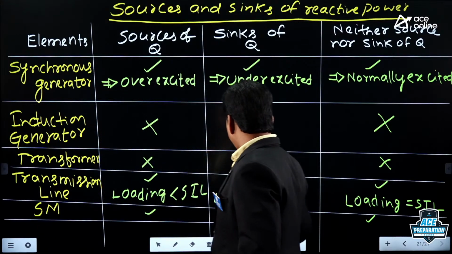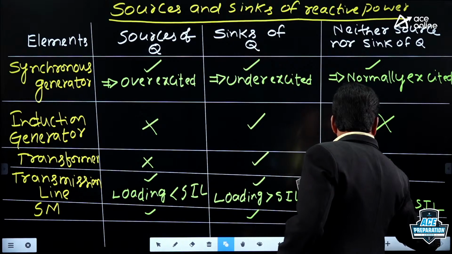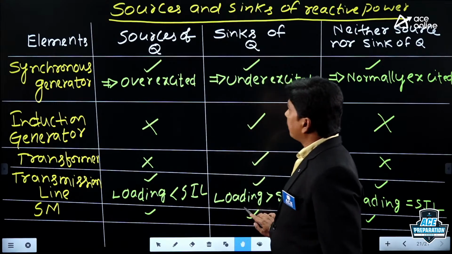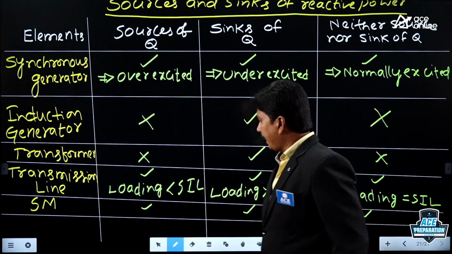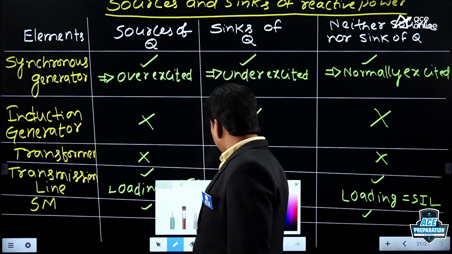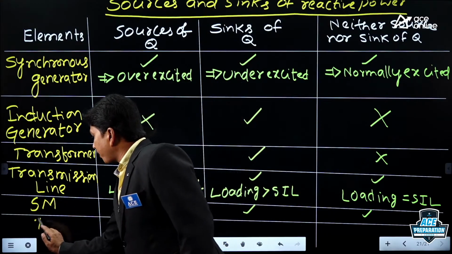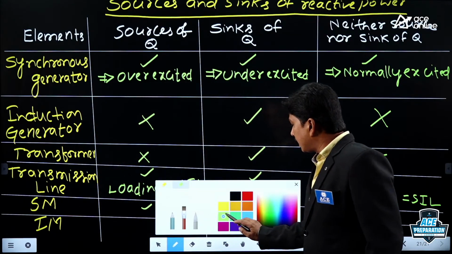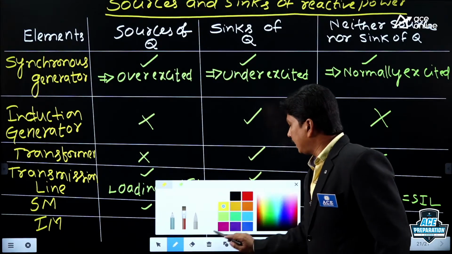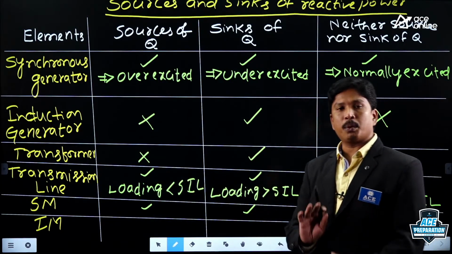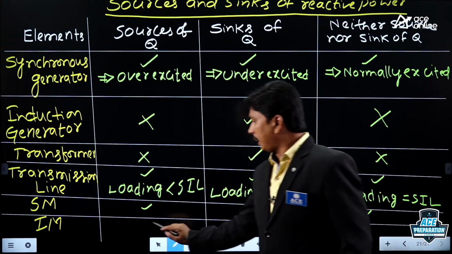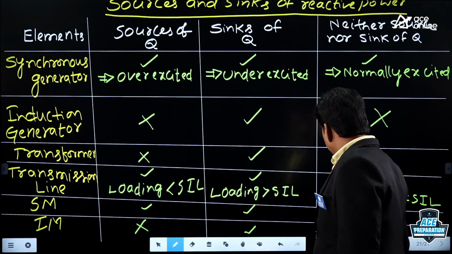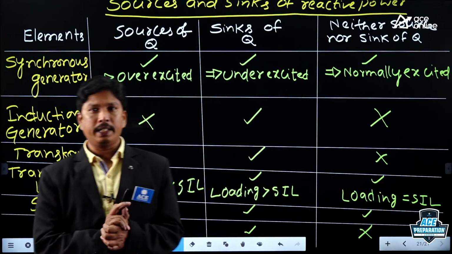And coming to the induction motor, the last and the most possible load. So if you see the induction motor, students, the induction motor is never a source of reactive power. It is always a sink of reactive power, right? So this operation is not possible, and this operation will be possible, and this operation is also not possible in case of the induction motor.